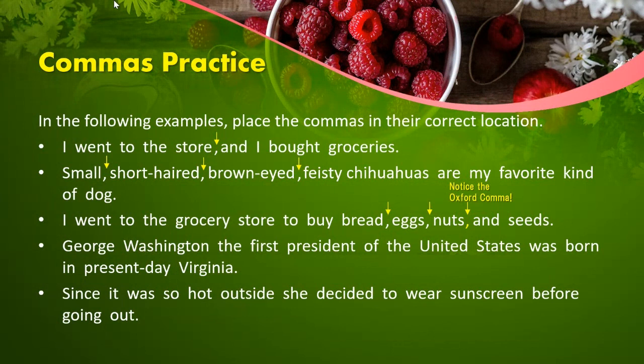In our third example, there should be commas between bread and eggs and nuts, and after nuts. These commas are necessary to separate the items in a list. Notice the Oxford comma after nuts to clarify that nuts and seeds are individual items and distinct from one another. Oxford commas are often used as the final comma in a list of items.